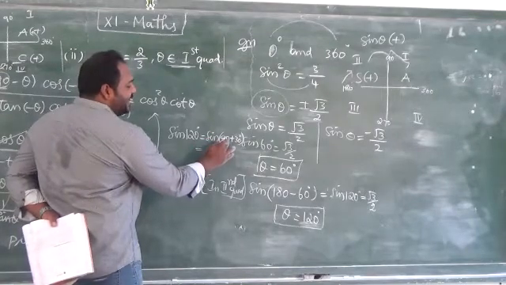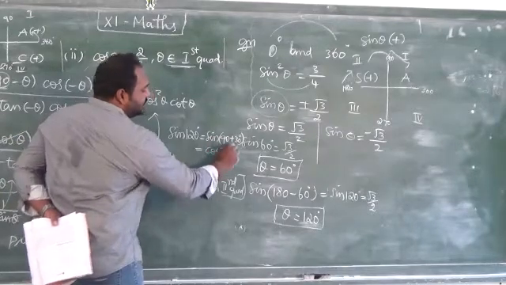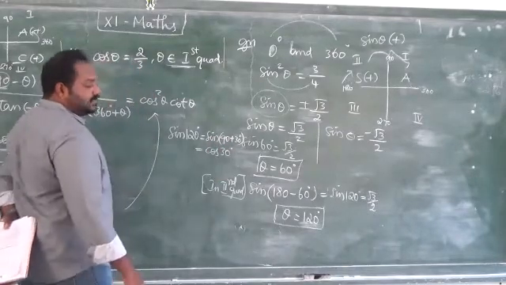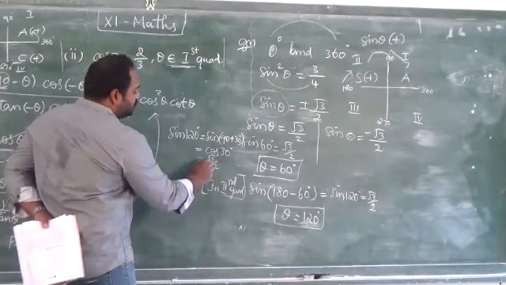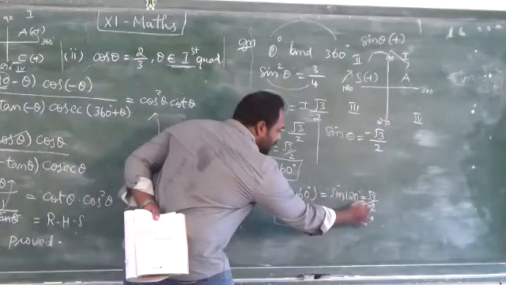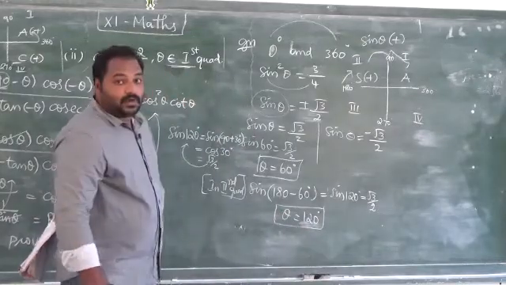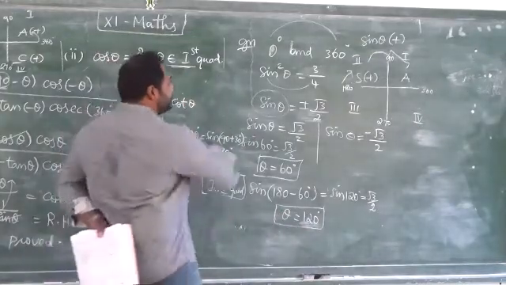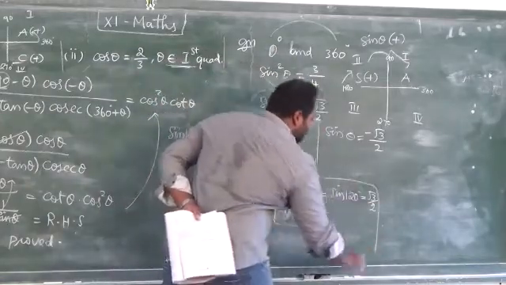Since we have 90, we have to change to the co-ratio, cos 30. So cos 30 value is root 3 by 2. So what is the value of sine 120? Also root 3 by 2. So theta value can be written as 120 degree. It also satisfies the condition 0 to 360 degree. These two are in the second quadrant.